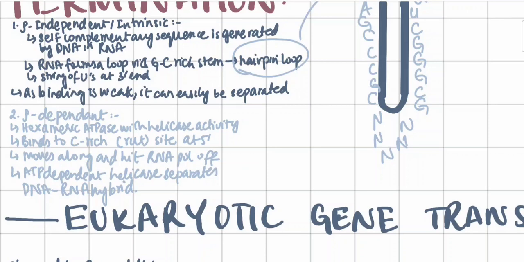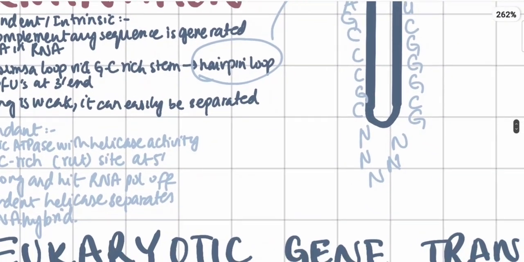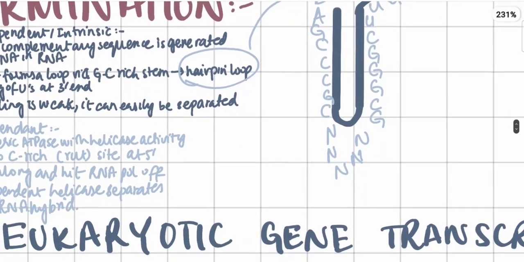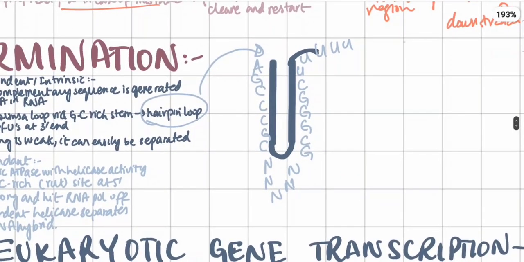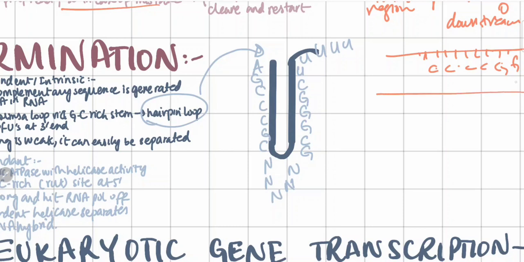So in rho independent or intrinsic termination, a self-complementary sequence is generated, which means that at the end of the DNA, there is some kind of sequence that is C, C, C, C, C, and then G, G, G, G, G, G. And that is here, transcribed by the mRNA. And when this frees itself, it is now self-complementary.